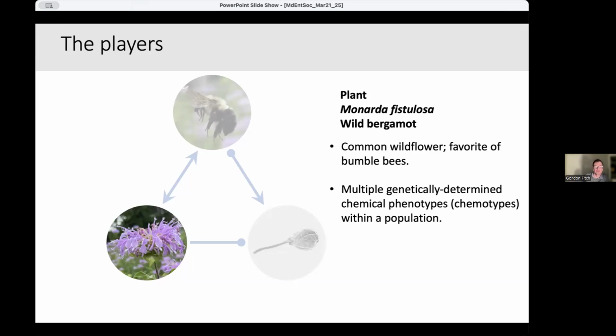being super attractive to bumblebees, is that it has what we call chemotypes. So these are multiple genetically determined chemical phenotypes that occur together in a population. So any given plant will produce one chemical compound in high abundance, and it produces that same compound throughout its life, but it can breed with other plants that produce a different chemical compound, and they can have offspring that will have a sort of mix of these different chemotypes.